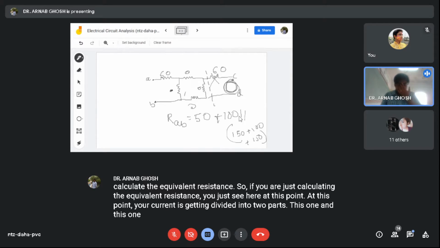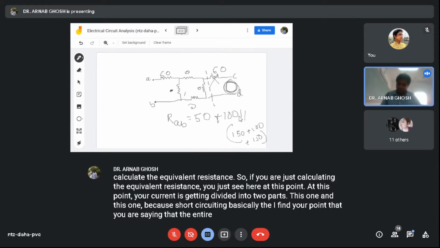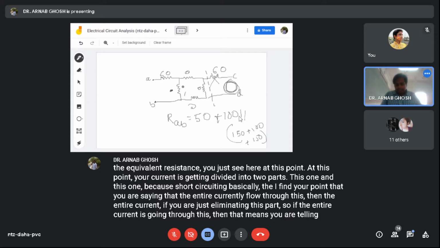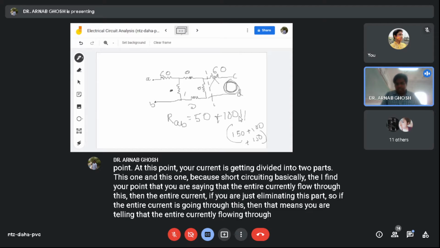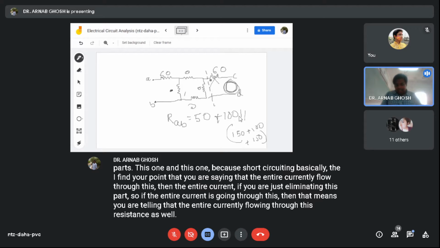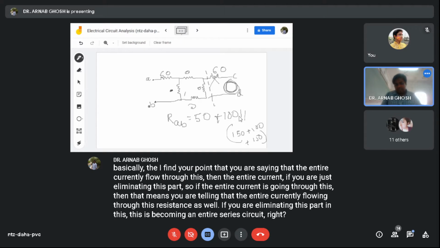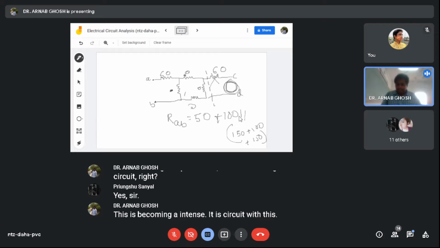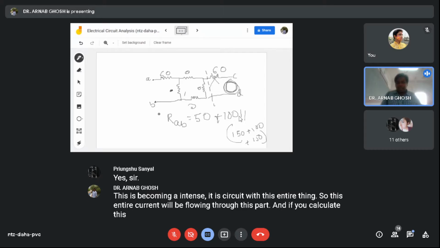At this point, your current is getting divided into two. So if you are short circuiting this, I find your point that you are saying the entire current will flow through this. Then that means the entire current will be flowing through this resistance as well. If you are eliminating this, it is a series circuit, right? Yes, sir. So this is becoming an entire series circuit, and then again you have to eliminate this resistance as well.